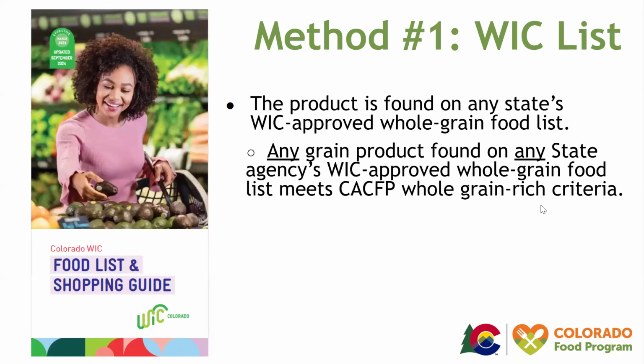All right, so the first method is using the WIC list for any state. If a product is on the whole grain list, on the WIC list for any state, you can consider that and serve that and count it as your whole grain at your site. Ari also just dropped the Colorado WIC list in the chat box so that you guys can reference that. It gets updated every 6 months, so it always has new products on there. So make sure that you often take a look and see what's on there.